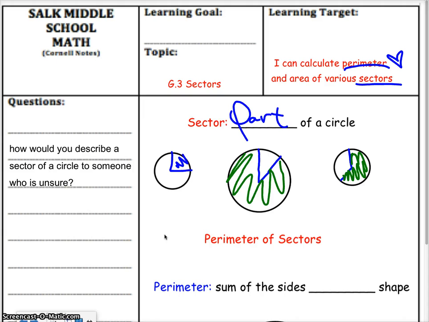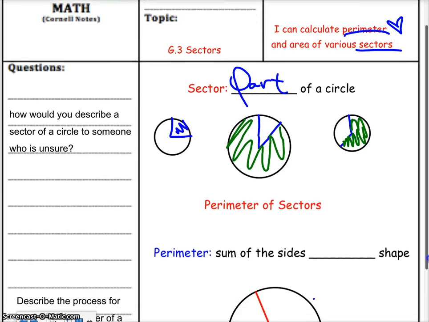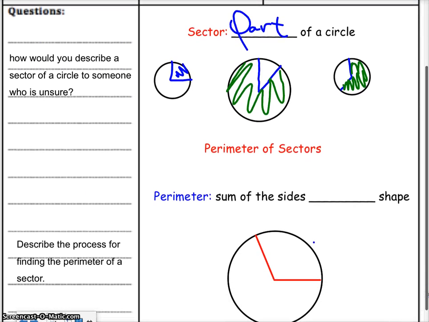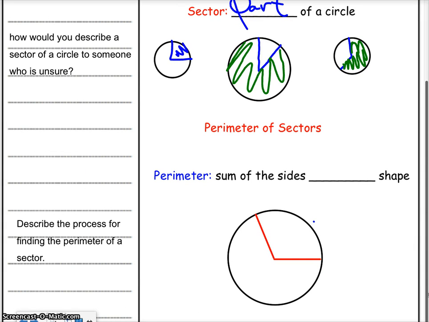What you need to be able to do with sectors is identify the perimeter of it and to be able to calculate area. Area is way easier than perimeter. Kids really struggle with perimeter. So, remember, perimeter is around. That's what you have to remember.